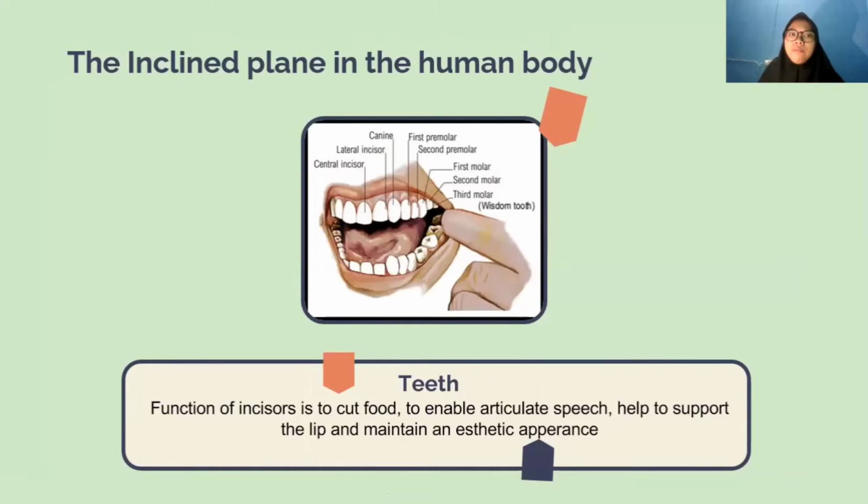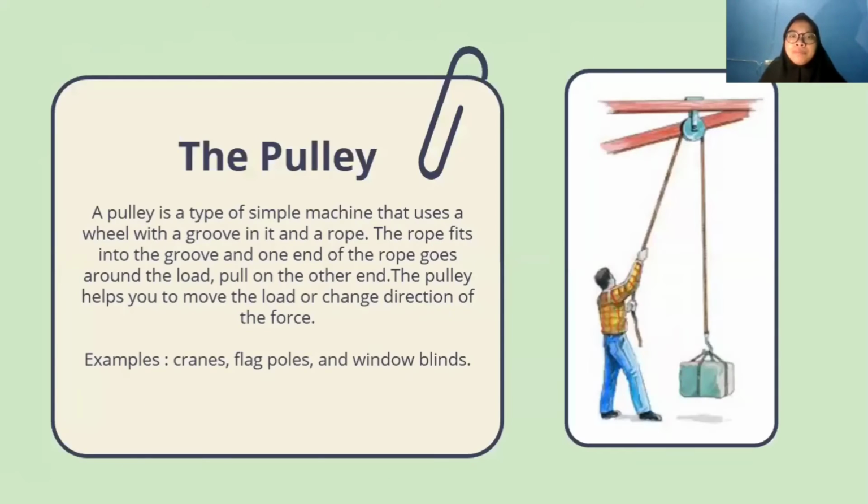And we have inclined planes in our body. This is our teeth. In our body, the teeth act as our incisors. The function of the incisors is to cut food, to enable articulate speech, to help support the lip, and maintain an aesthetic appearance. So the teeth are an example of an inclined plane in our body.